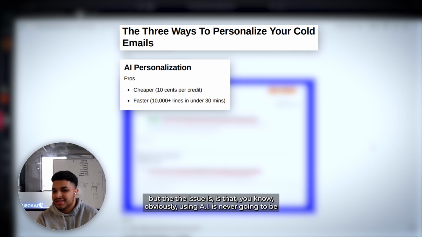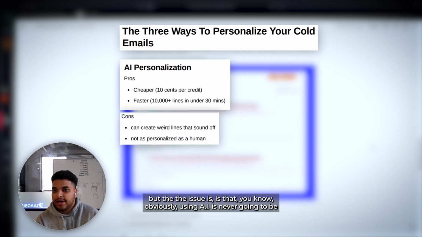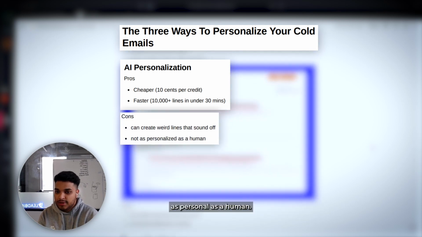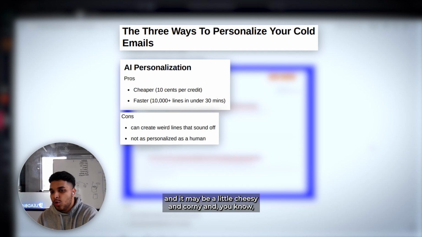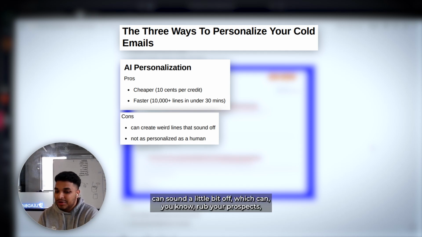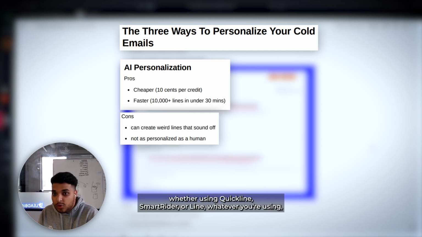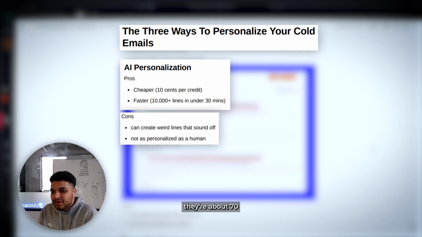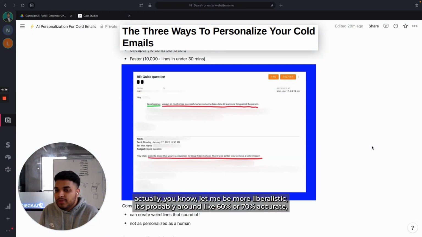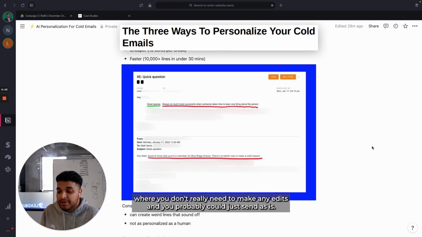But then the issue is that, obviously, using AI, it's never going to be as personal as a human. It may be a little cheesy and corny and can sound a little bit off, which can rub your prospects the wrong way. But in my experience, the AI lines, whether you're using QuickLines, SmartWriter, or Lyne, whatever you're using, a majority of the time, they're about 70. Actually, let me be a little bit more realistic. It's probably around 60 to 70% accurate, where you don't really need to make any edits and you can probably just send as is.